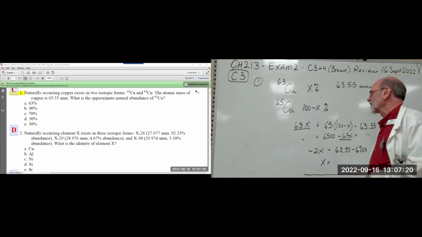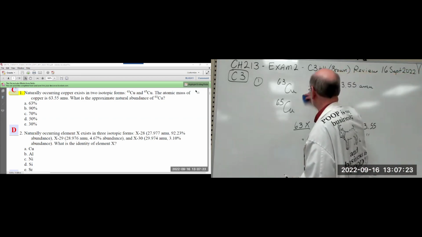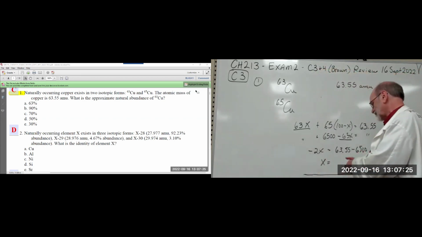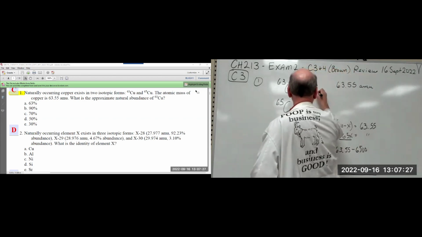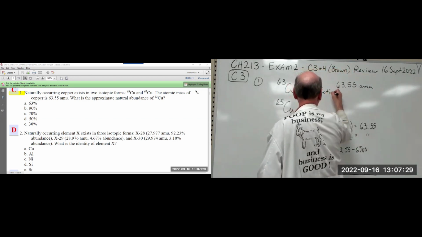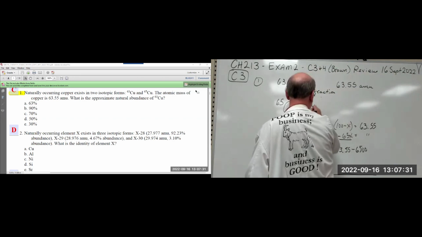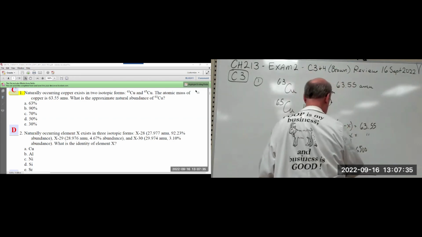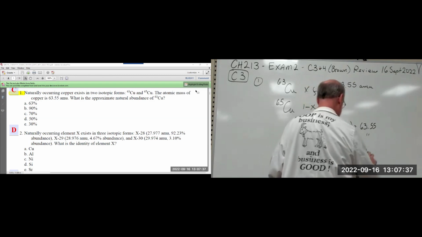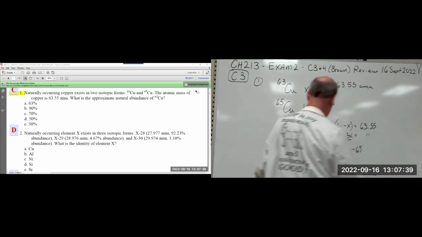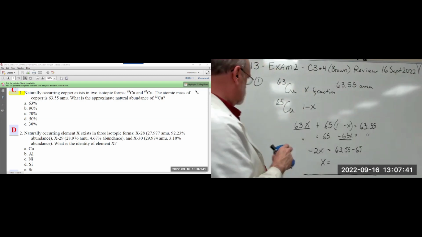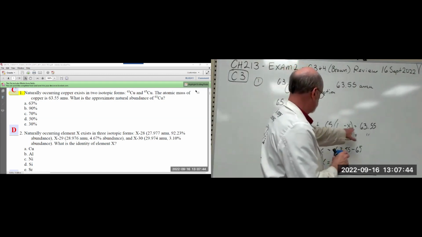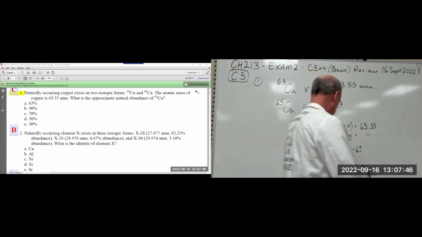All right. So let me go back to my original tactic. X fraction. That means this is 1 minus X. We do that, and we do this. 1 minus X. Yeah, that'll work.